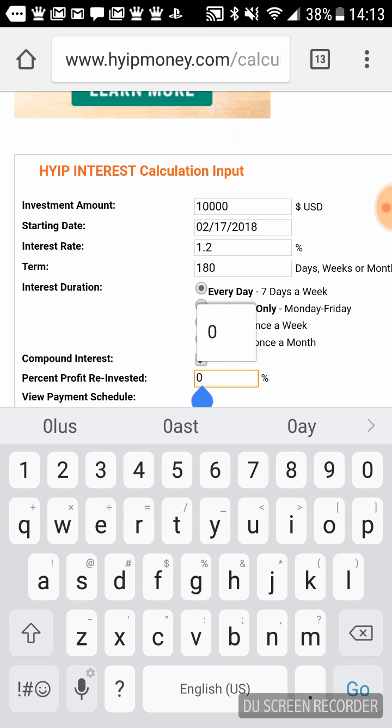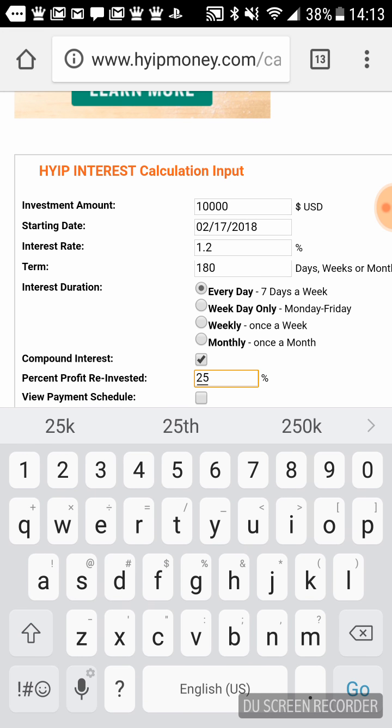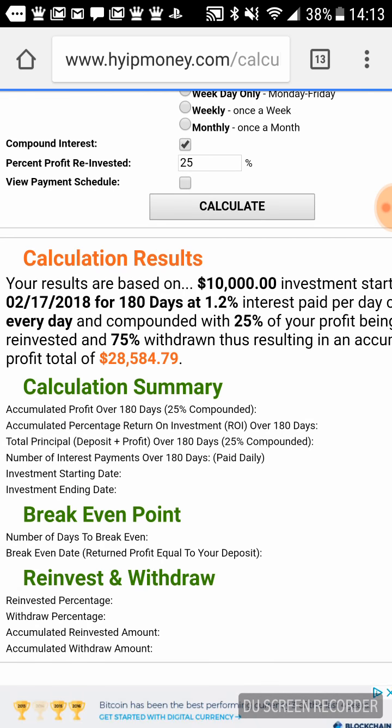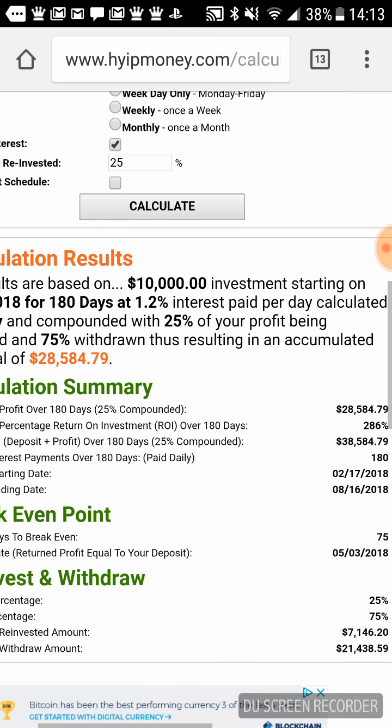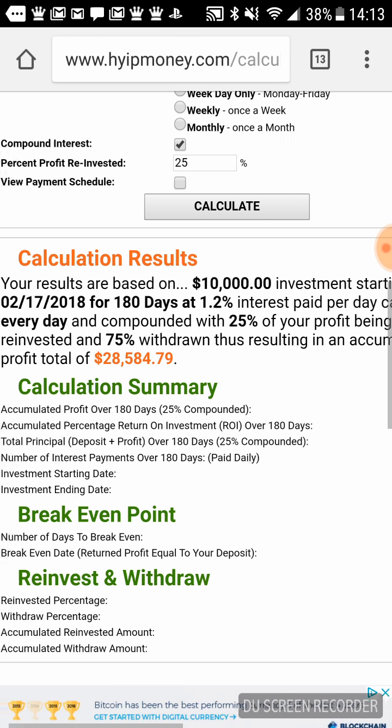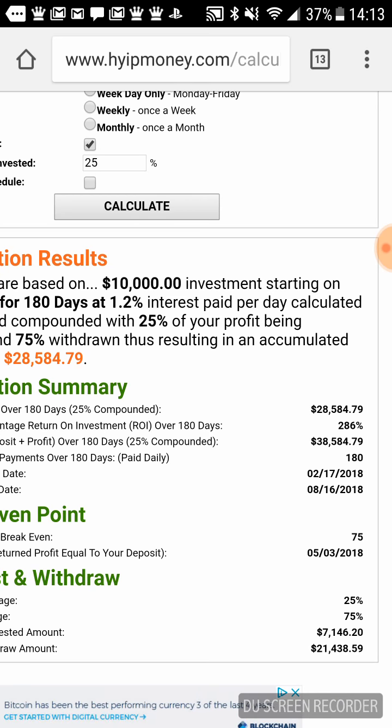So now let's go ahead and kick this up to 25% and see what happens here. Okay, so it's going to add about $7,400 over the life of the loan that you are withdrawing, right? And now your break-even point is 75 days, about 2.5 months. So after about 2.5 months, you will break even on your initial $10,000 investment.